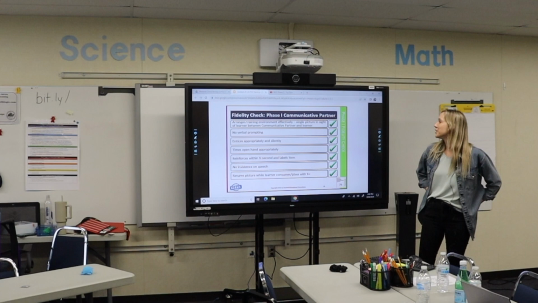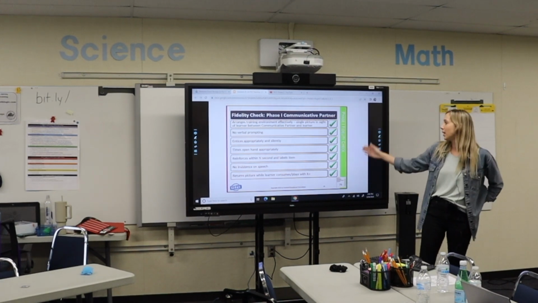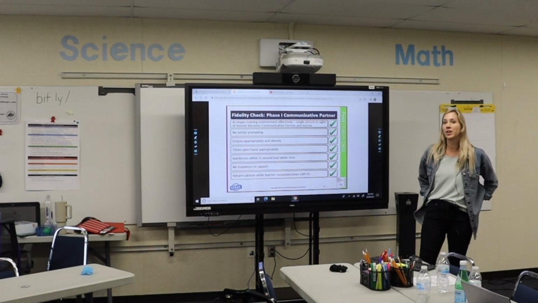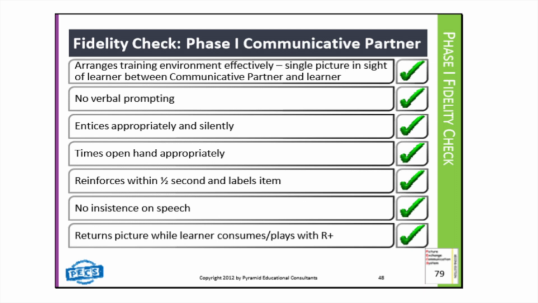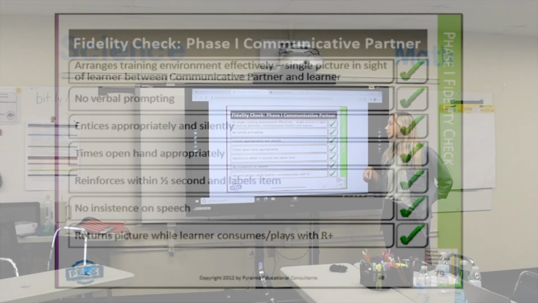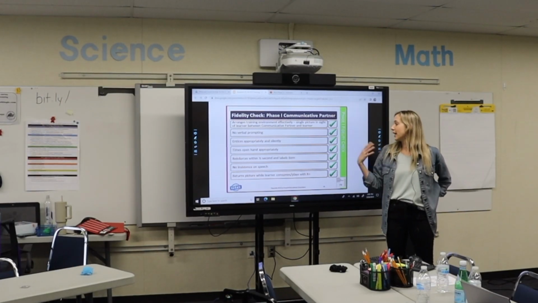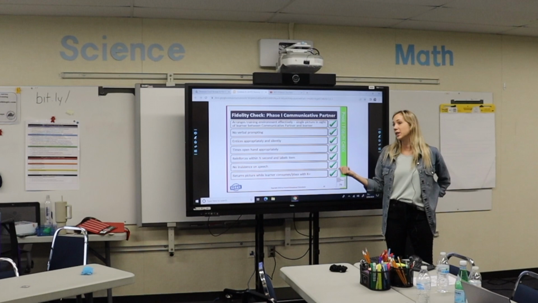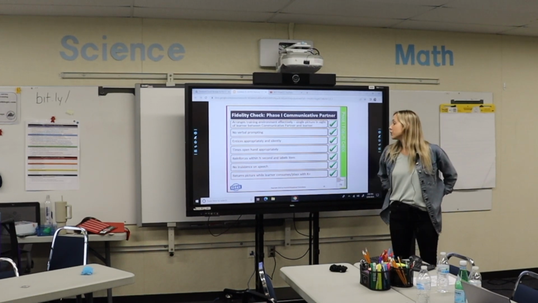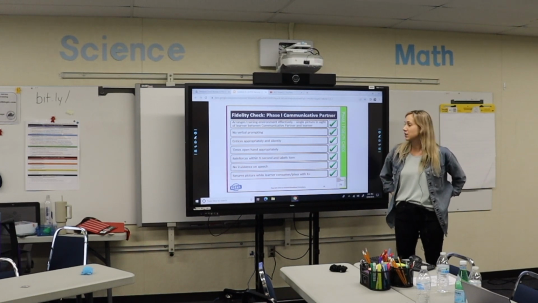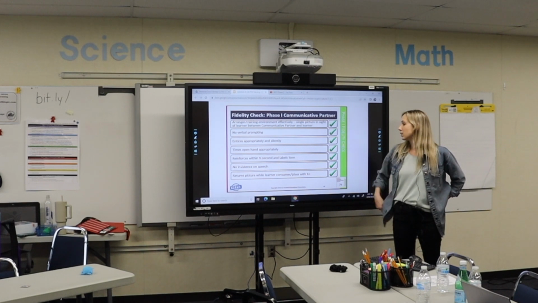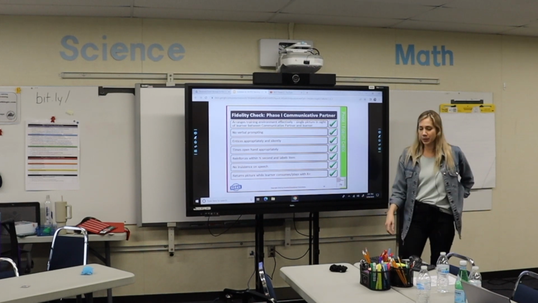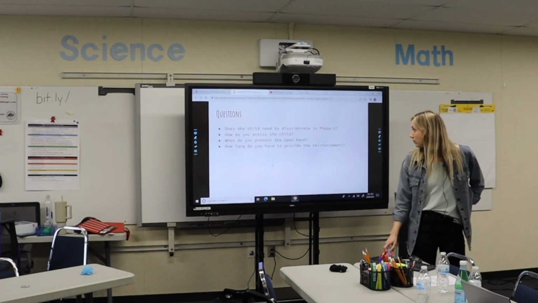Okay, so this is a fidelity check. Once you are able to do all this, you're able to move on to phase 1. So first you need to arrange your environment. You're going to entice the student with no verbal prompting. You're going to do it silently. If the time is appropriate, you present the open hand and reinforce within half a second. There's no insistence on speech, and the student is able to give you the icon. That's when you can move on to phase 2.